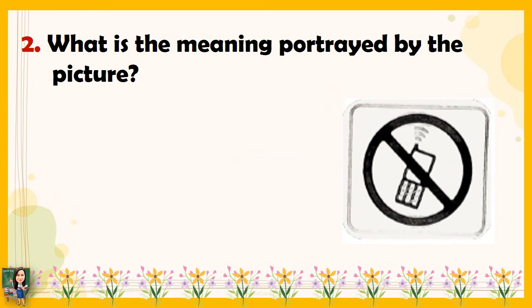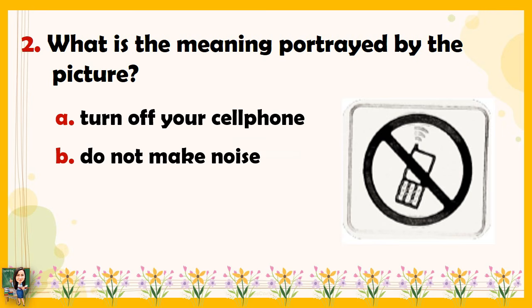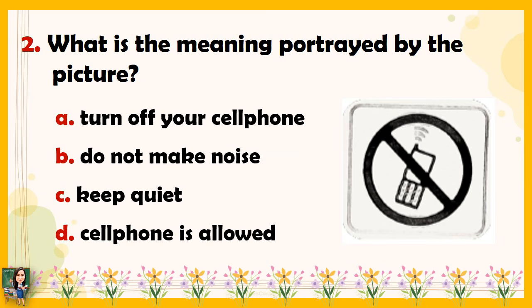Number 2. What is the meaning portrayed by the picture? A. Turn off your cell phone. B. Do not make noise. C. Keep quiet. D. Cell phone is allowed. What is the correct answer?